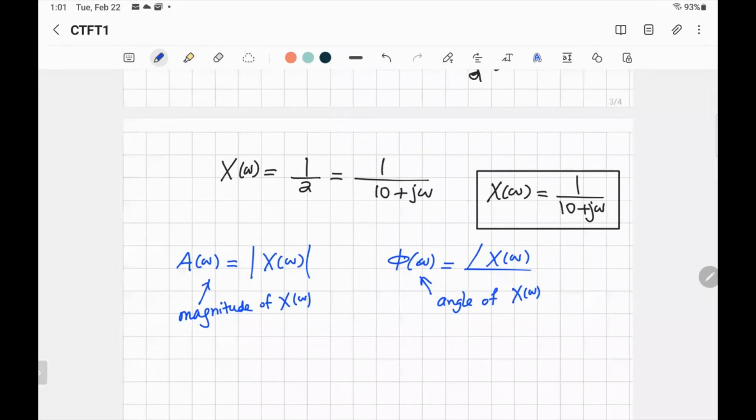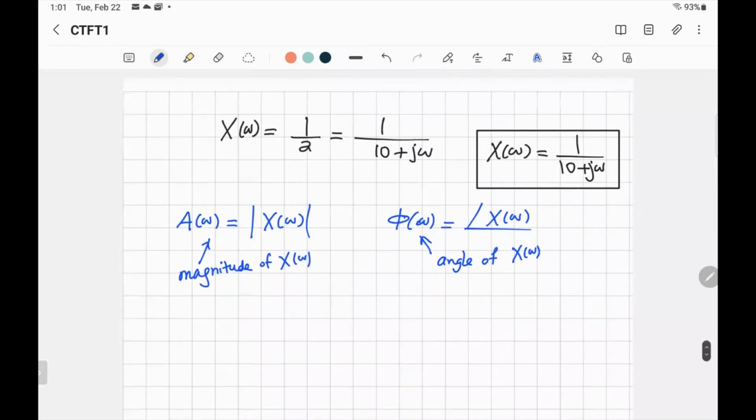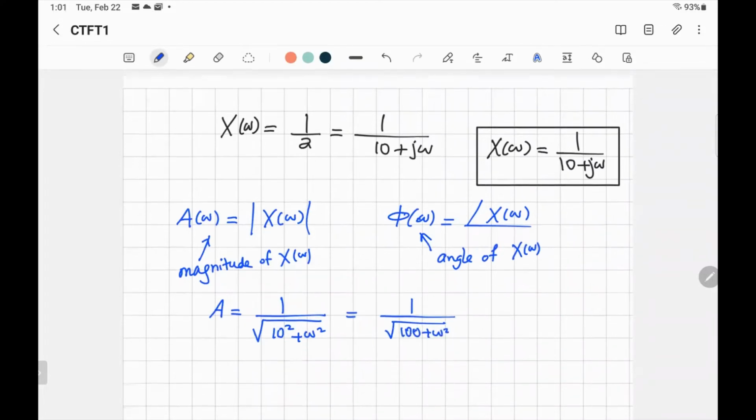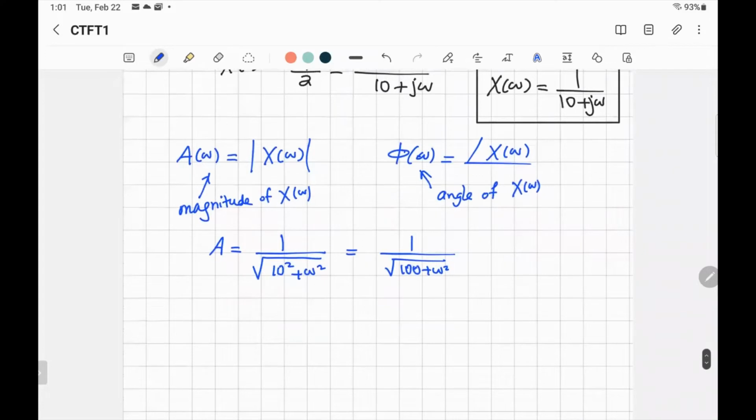Let's apply this to the example. How do you find the magnitude of X of omega? Well, A is equal to the magnitude, which will be 1 over the magnitude of 10 plus j omega. We have a complex number. How do you find the magnitude of a complex number? You square the real part, square the imaginary part, and take the square root, right? So it equals 1 over the square root of 10 squared plus omega squared, which is 1 over the square root of 100 plus omega squared. And that's the expression for the magnitude.